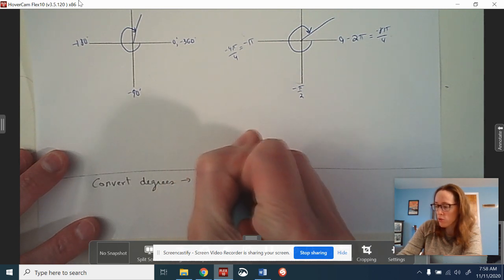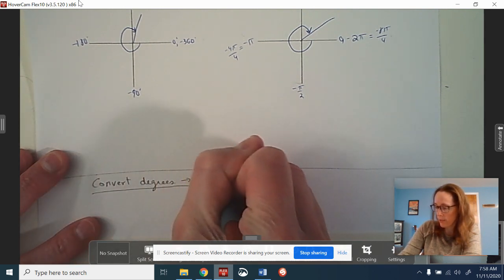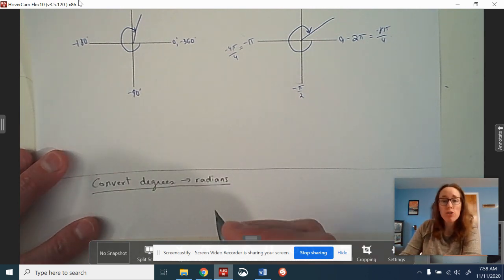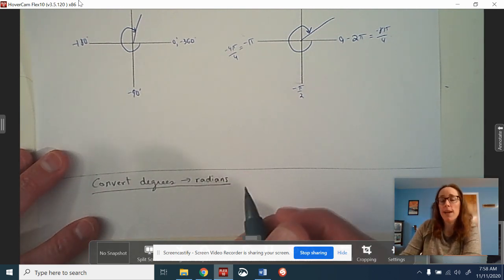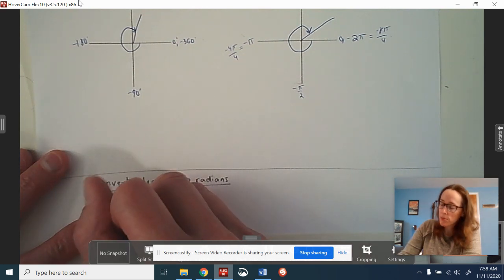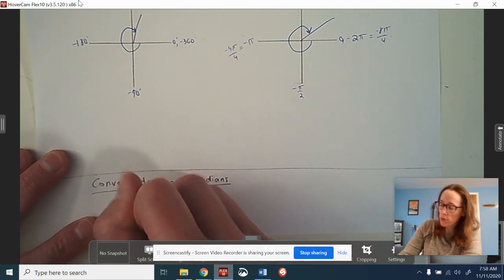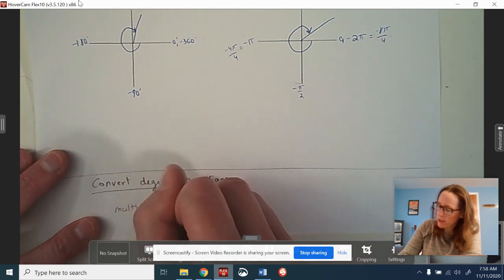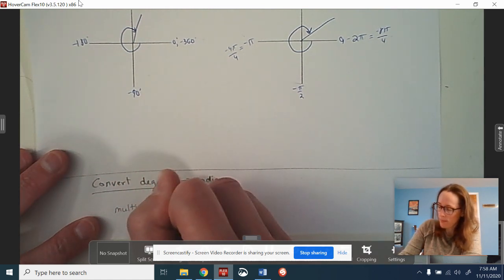there are different ways to do this, and there are shortcuts. And I'm going to show you some shortcuts in a week or two. But for now, I'm just going to show you the formal way that works every single time. If you want to convert from degrees to radians, what you're going to do is multiply by a conversion factor. And that conversion factor is pi over 180.